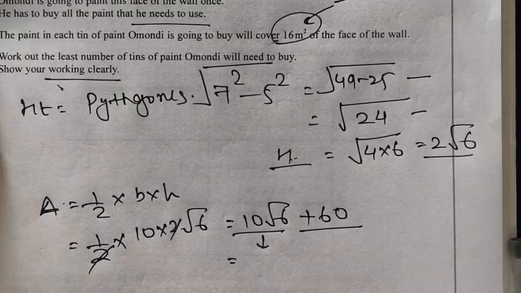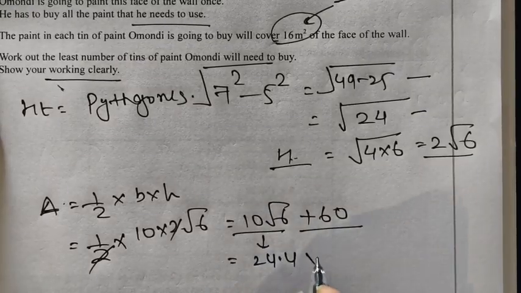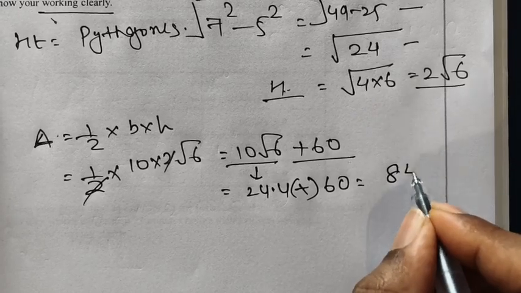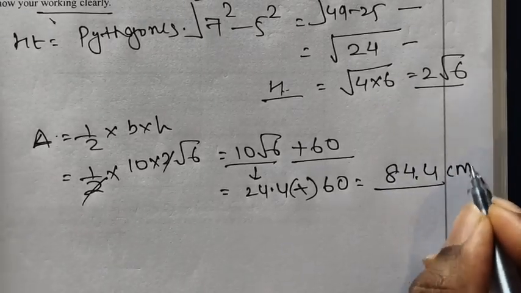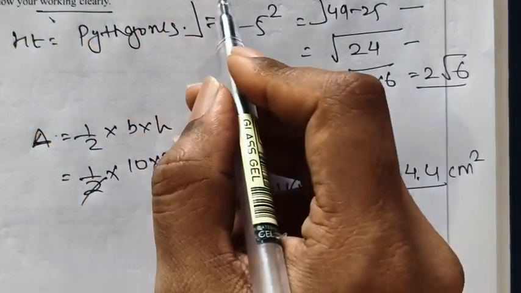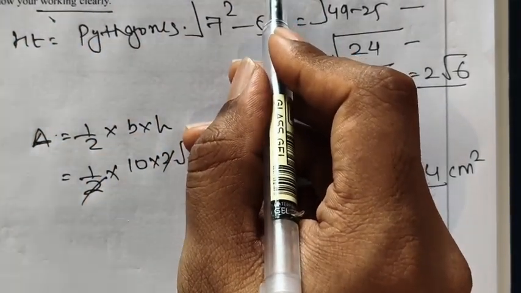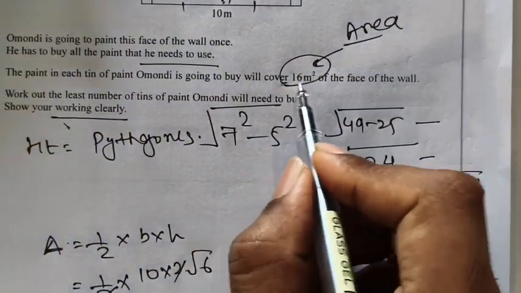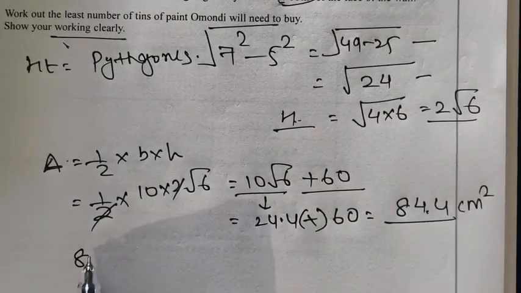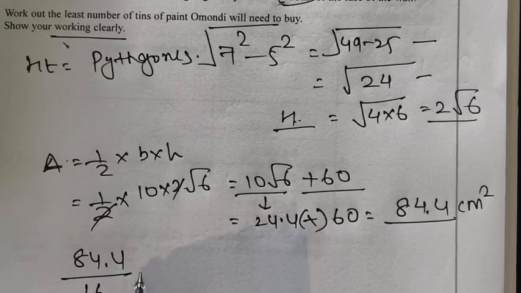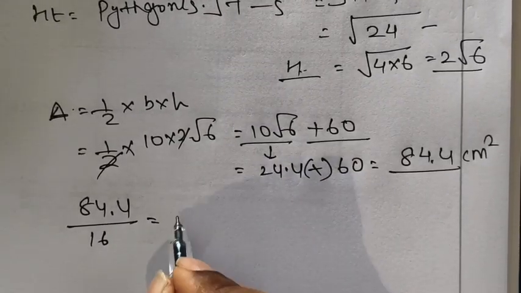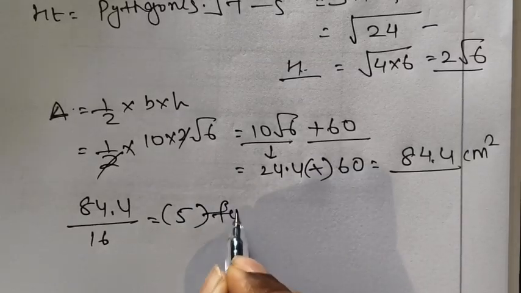It is 24.4 plus 60, which makes it 84.4 centimeter square. The paint in each tin of the paint he is going to buy will cover 16 meters square of the area. Correct? So each paint will cover 16 meters square. So if you have to cover the whole area, how many paints will he need? 84.4 upon 16, which is equal to, he will need at least 5 full paints.